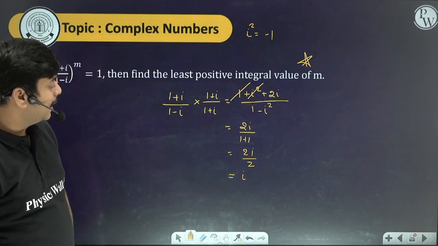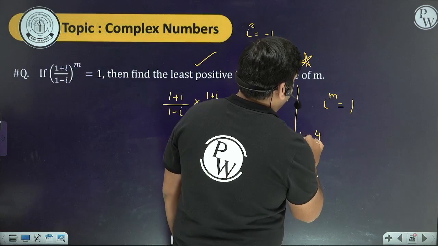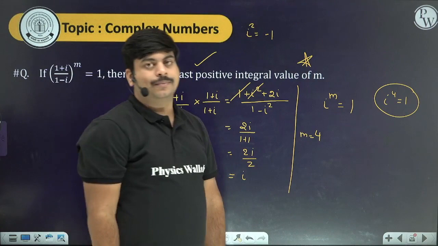So the given question now transforms to i power m is equal to 1. And the least positive integral value of m satisfying this equation is 4. You know, i power 4 is equal to 1. That is the least positive integral value. Right? So m will be equal to 4.